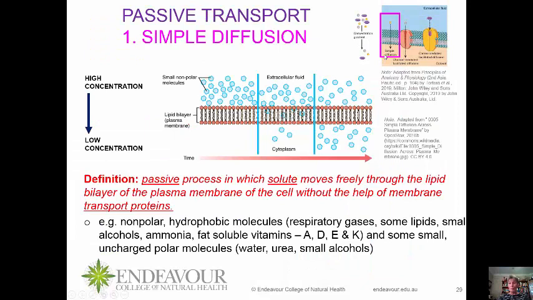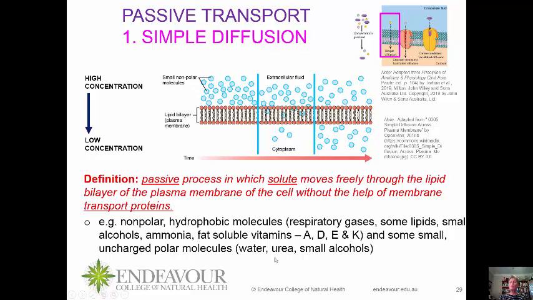Okay, so examples of particles or substances that transport through the plasma membrane by simple diffusion are non-polar, hydrophobic molecules, so molecules that dislike water, such as respiratory gases: oxygen, carbon dioxide, nitrogen. Some fats will go straight through, small alcohols, ammonia, and your fat-soluble vitamins, which are A, D, E, and K. They go through because they're fat-soluble, and your lipid bilayer is made up of fat, lipid.